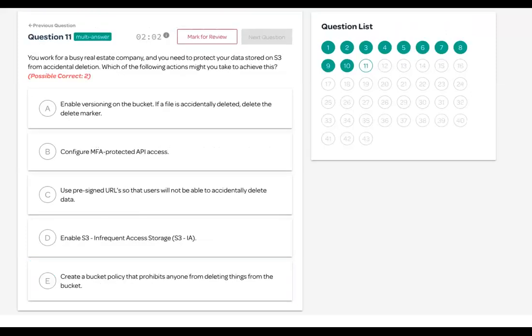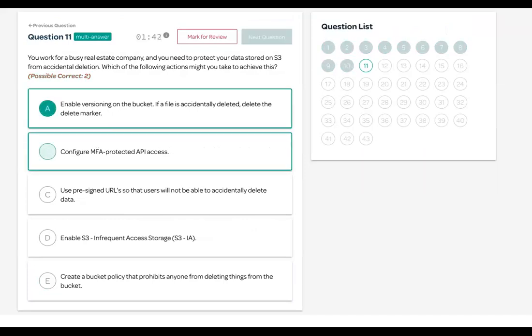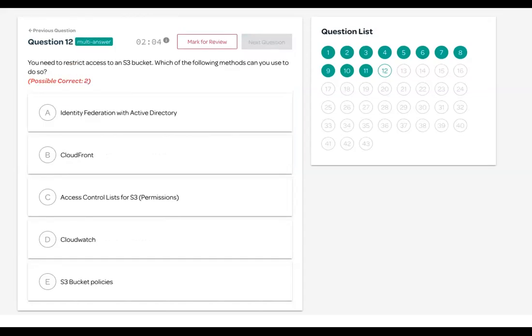You work for a busy real estate company. You need to protect your data stored on S3 from accidental deletion. Which of the following actions might you take? Very first is enable versioning. So if something is deleted, there is a marker and you can undelete. And configure MFA protected API access so that someone would have to put the second factor. So there is less likelihood of accidental deletion.